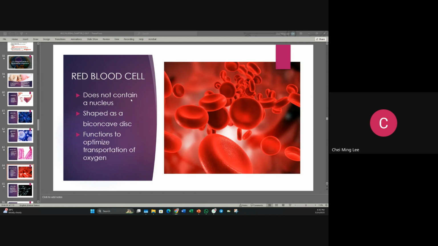Okay, next, red blood cell. Red blood cell doesn't have a nucleus because you want to maximize the space so that more hemoglobin can be put inside. So it's shaped as a biconcave disc. Biconcave means that you see, both sides are like this. Okay, so that more surface area is open up, so that it can optimize the transportation of oxygen, so that more oxygen can be attached to it and then brought along during the blood flow.